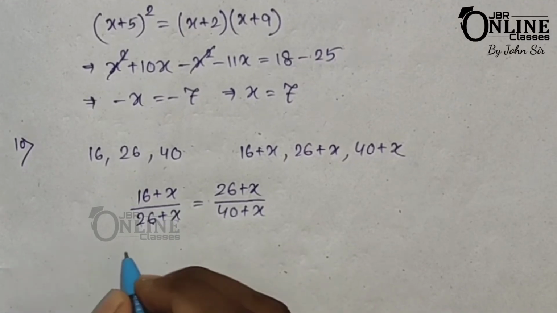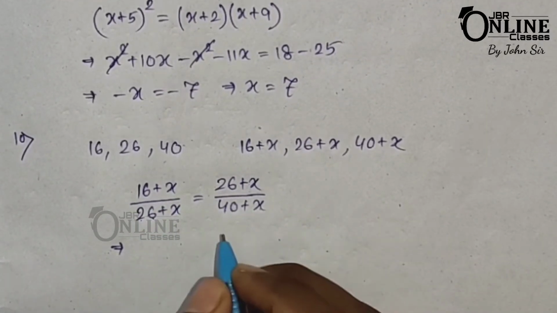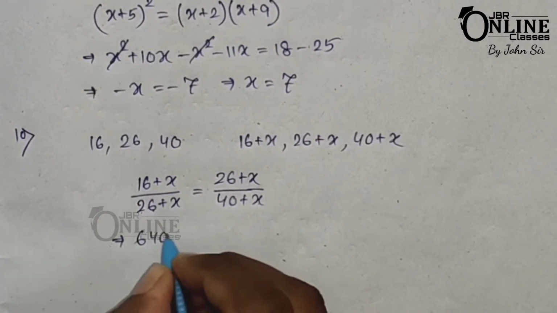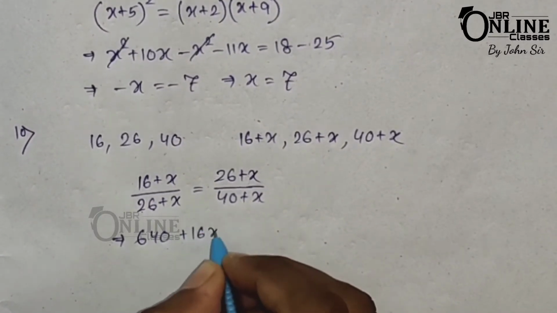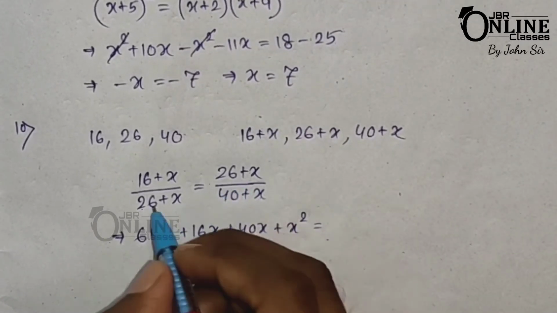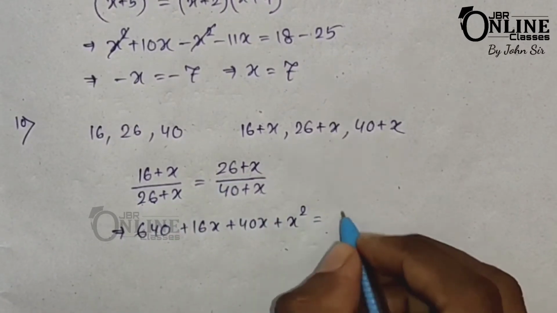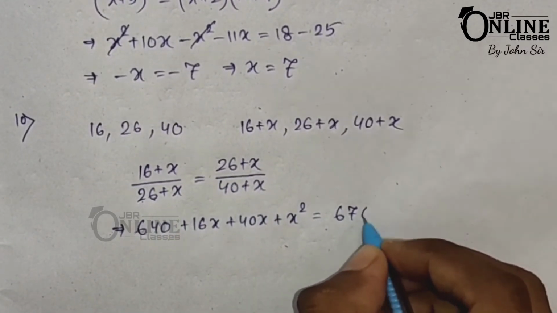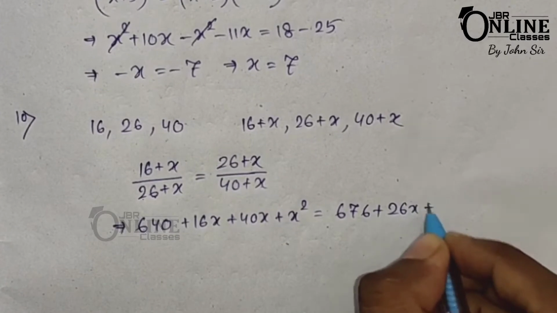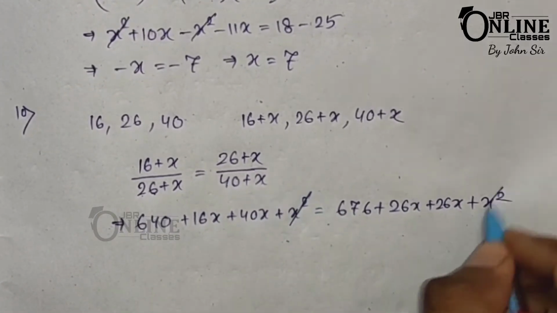Now if you cross multiply, 16 plus x into 40 plus x, and it will be 640 plus 16x plus 40x plus x square. Now cross multiply the other side, so finally 26 plus x whole square, so it will be 676 plus 26x plus 26x and the last one x square. So x square cancels out.